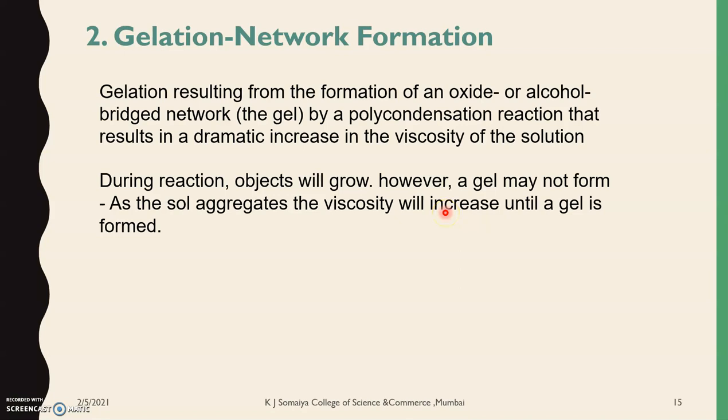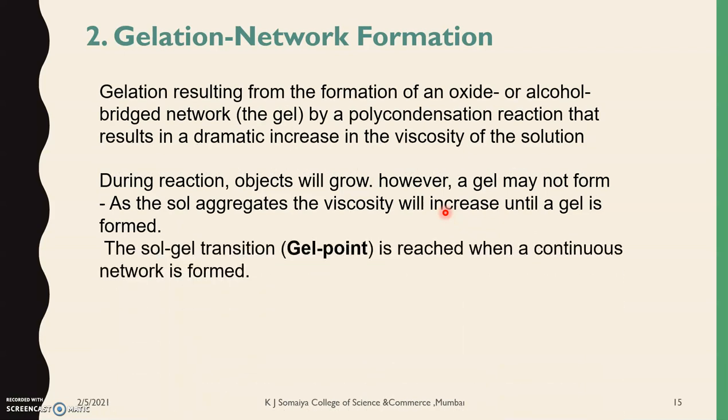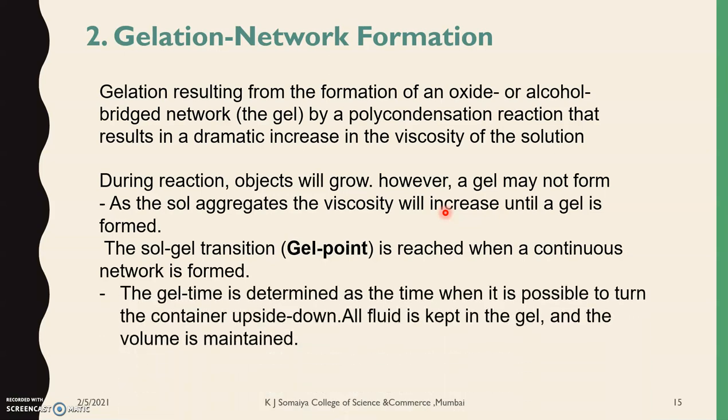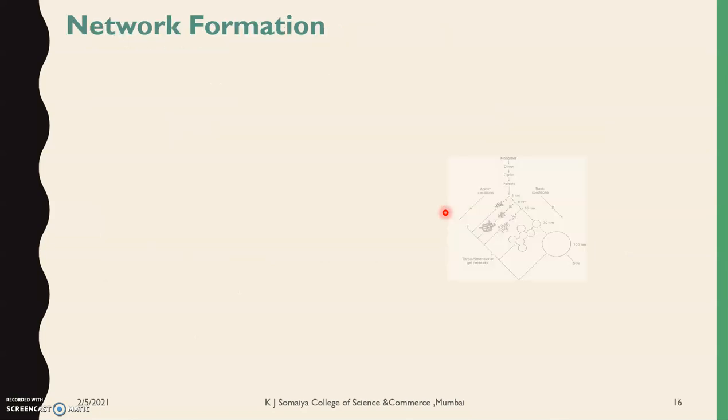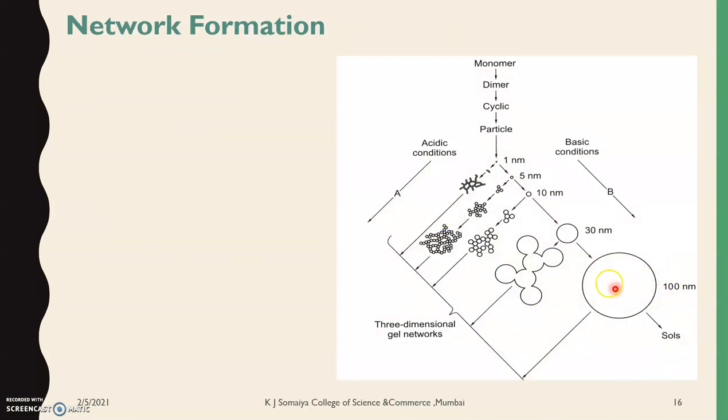The increase in the viscosity continues till the complete gel formation takes place, and that point is called the sol gel transition point or gel point, when a continuous network has formed. A simple test for this is just turn your container upside down, and if the solution doesn't fall down, it indicates that the gelation is complete. Here what is happening is these large sols are converted into a fine polymeric network, and then this polymeric network we can further treat under different conditions to obtain different types of nanomaterial.